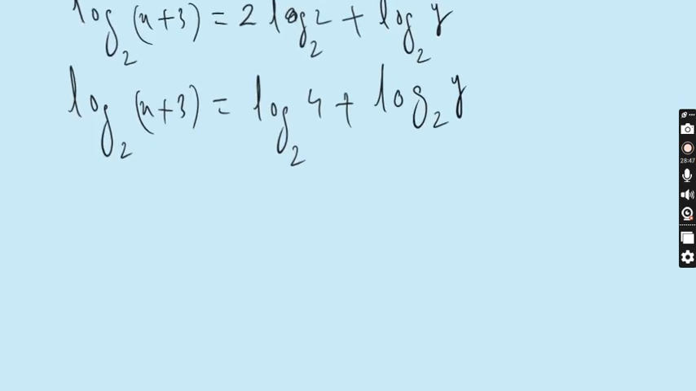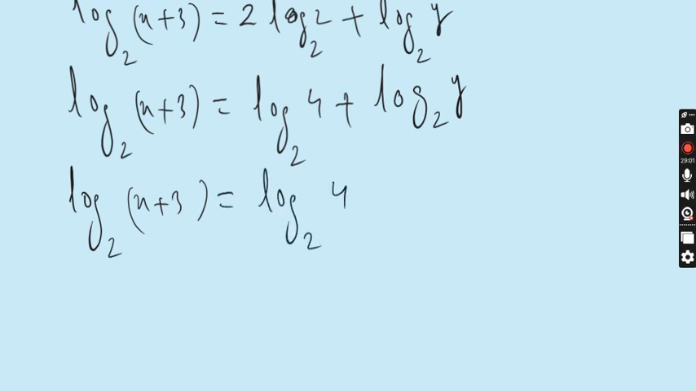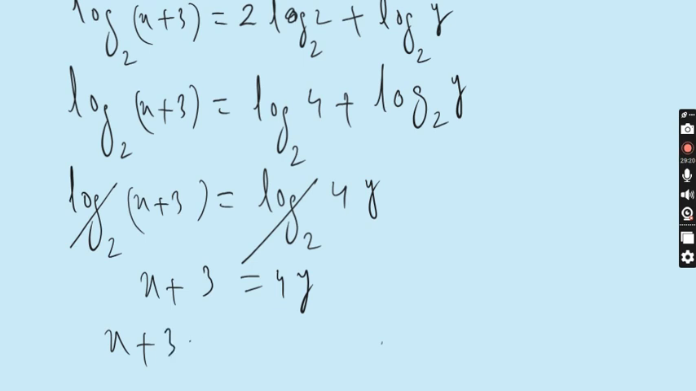Very important question. Log base 2 of (x plus 3), apply the rule of multiplication. It is 4 into y, which is 4y. This log base 2 cancels, so x plus 3 is equal to 4y, or x plus 3 minus 4y is equal to 0. Assign the name of this equation as equation number 1.